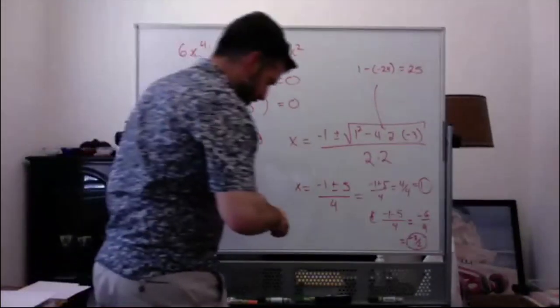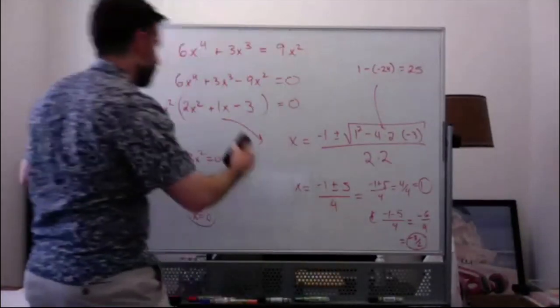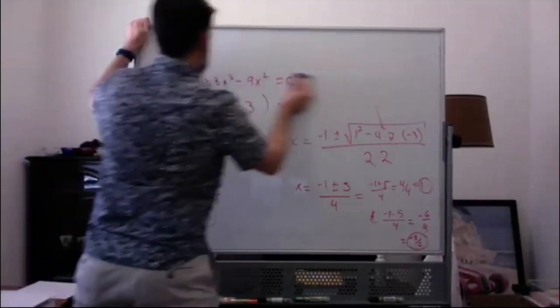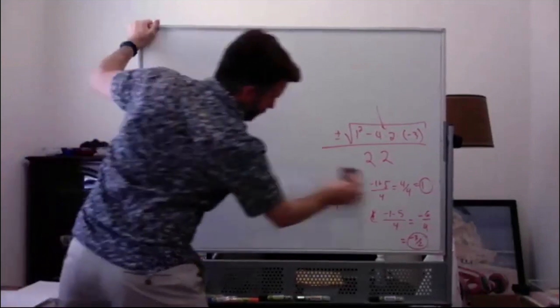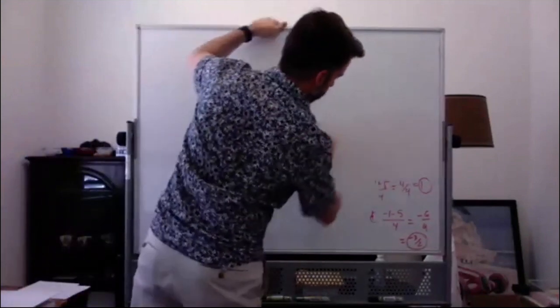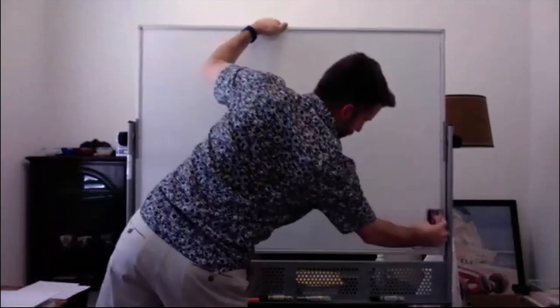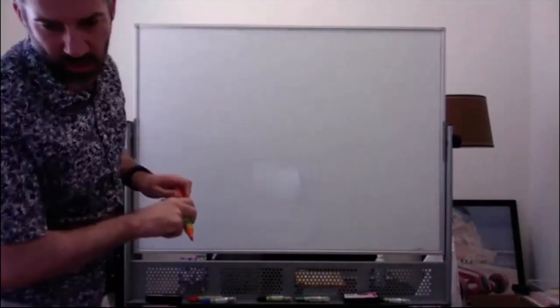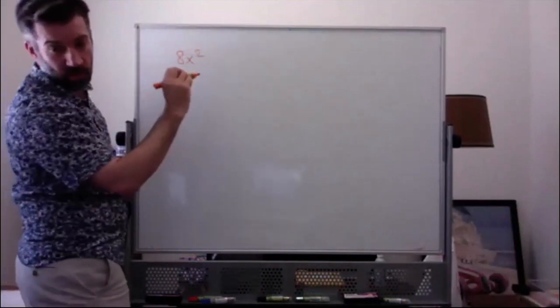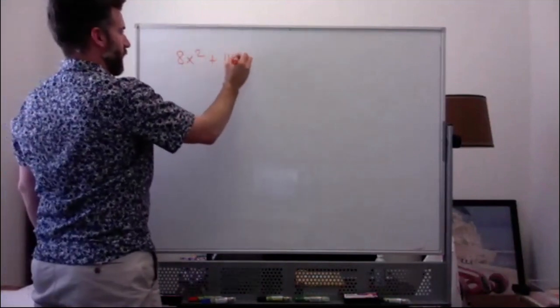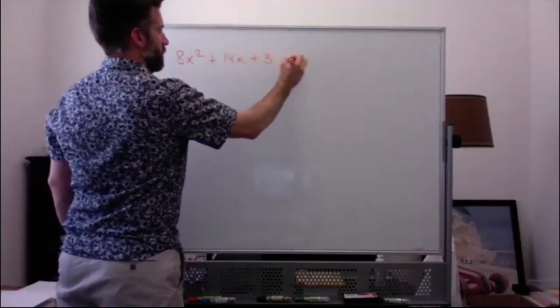Let's talk about some factoring by grouping. So we'll do an example of factoring by grouping that we're already familiar with. So see if this orange pen is any good. Something like 8x squared plus 14x plus 3 equal to 0.